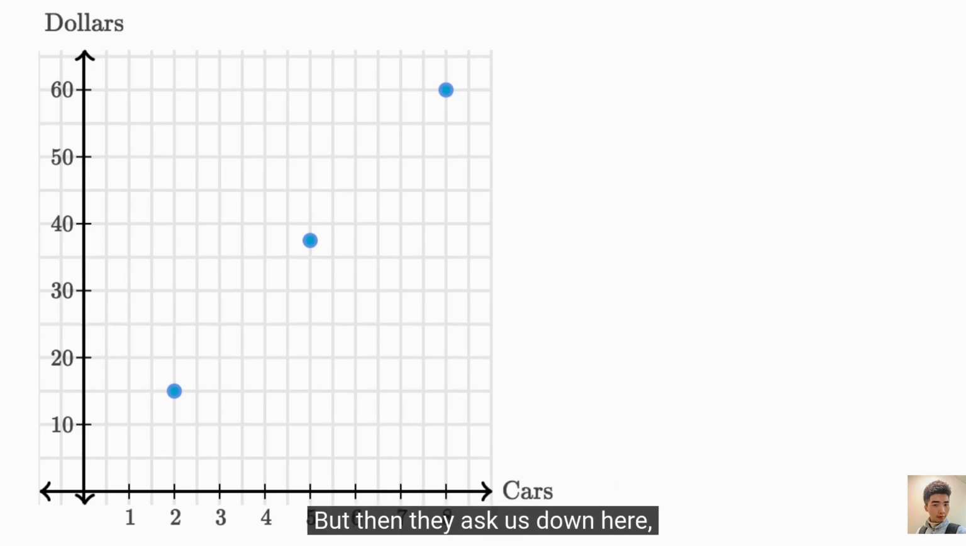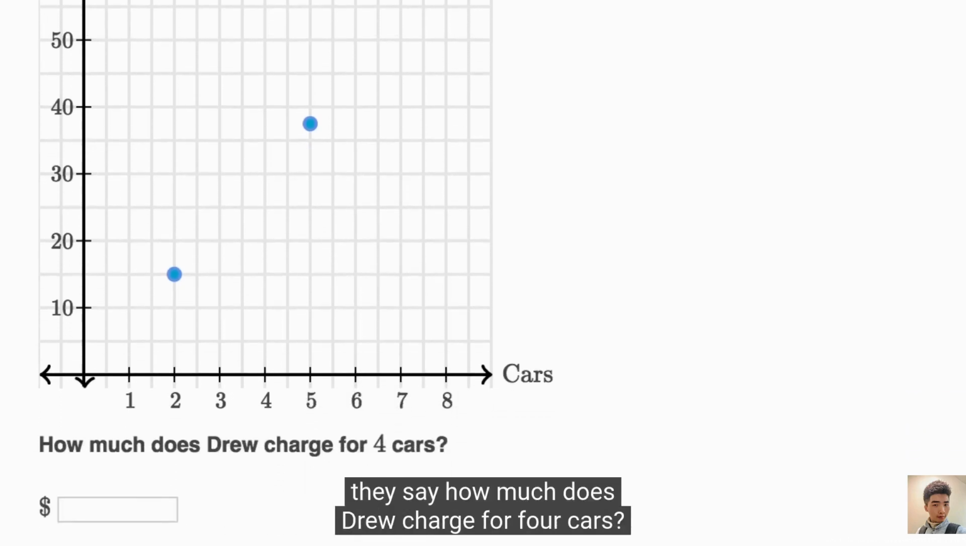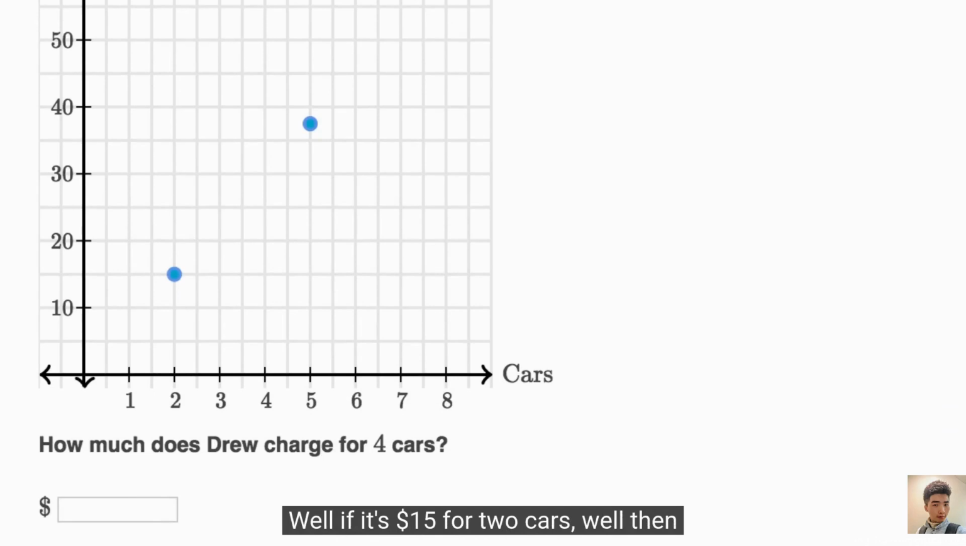But then they ask us down here, how much does Drew charge for 4 cars? Well, if it's $15 for 2 cars, then 4 cars would be twice as much. So it would be $30 for 4 cars. We have the same ratio. Let's do one more example.